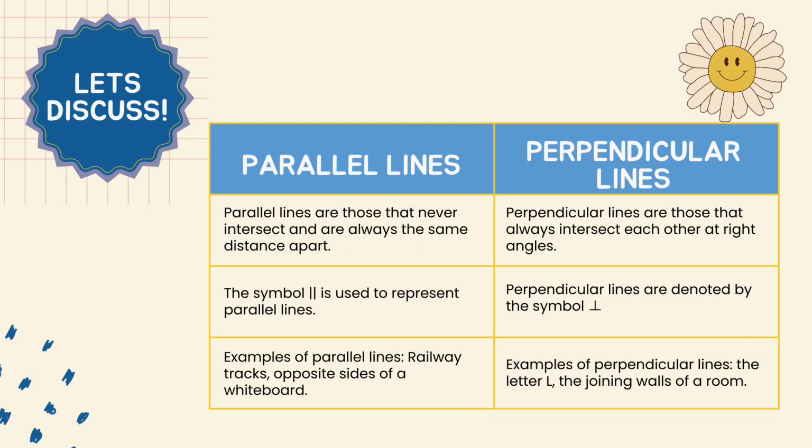Railway tracks and opposite sides of a whiteboard are examples of parallel lines. While perpendicular lines are those that always intersect each other at right angles. Perpendicular lines are denoted by the symbol perpendicular to. The letter L and the joining walls of a room are examples of perpendicular lines.